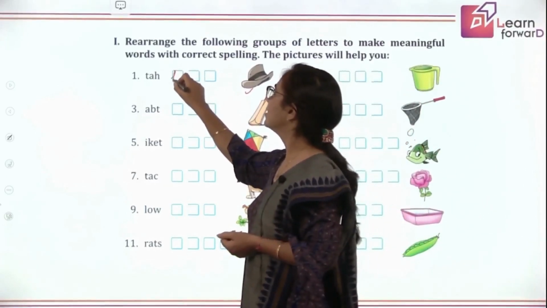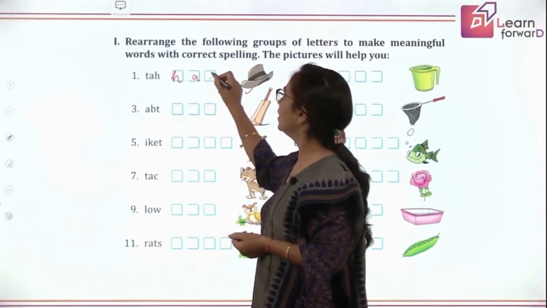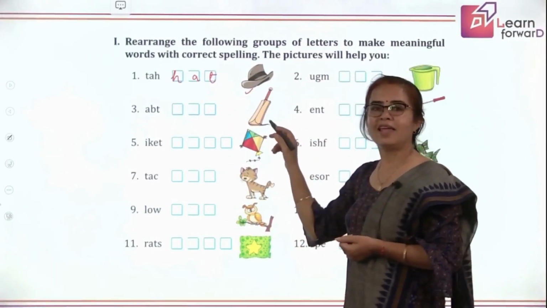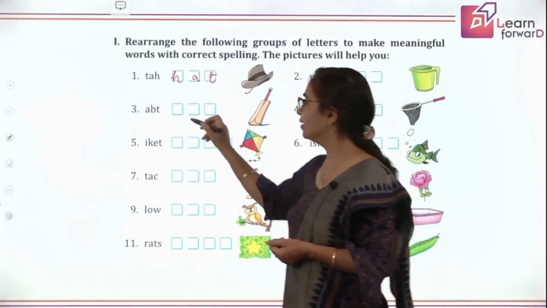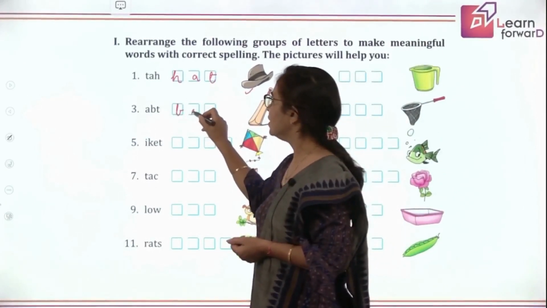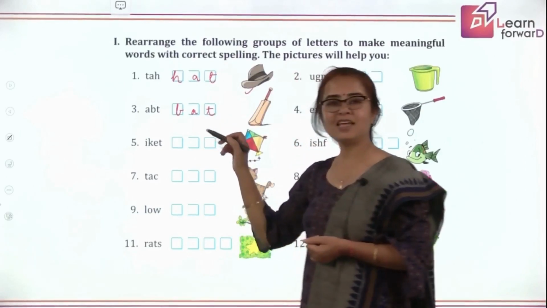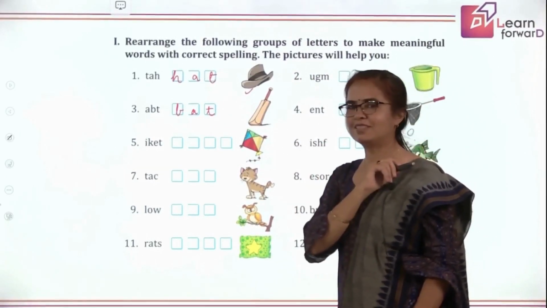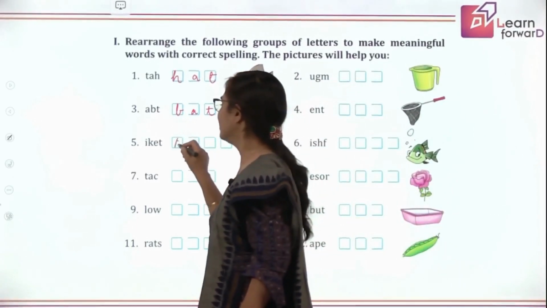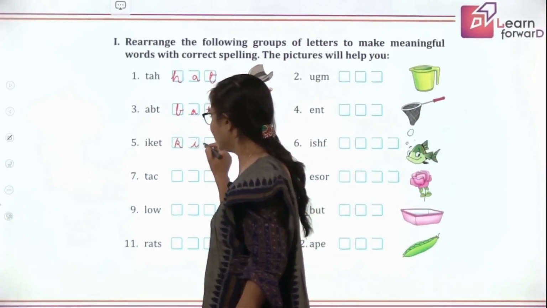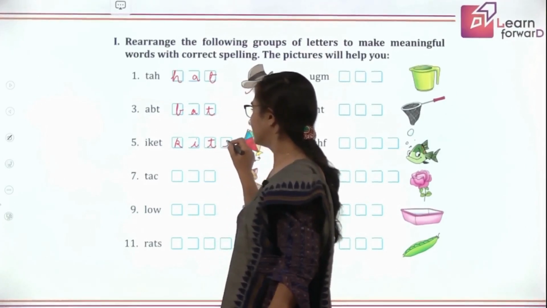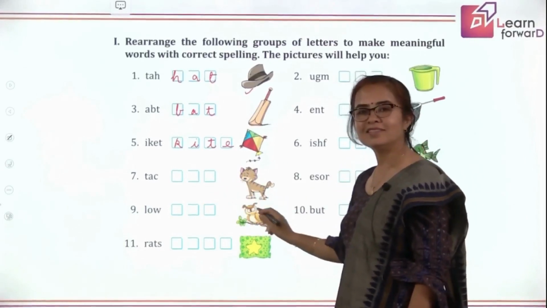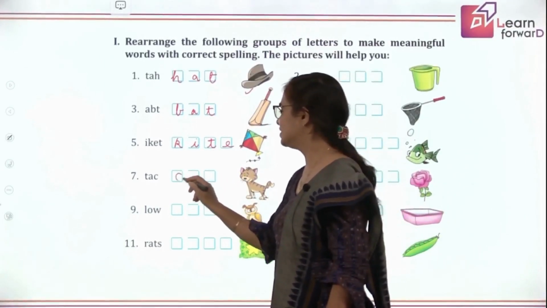So it is H-A-T, right? Next is, what's the correct spelling? Yes, B-A-T. Brilliant. What do you see here? Can you spell it out? Yeah, that's a, yes. Wow, brilliant. That's a kite. This is so easy, isn't it?